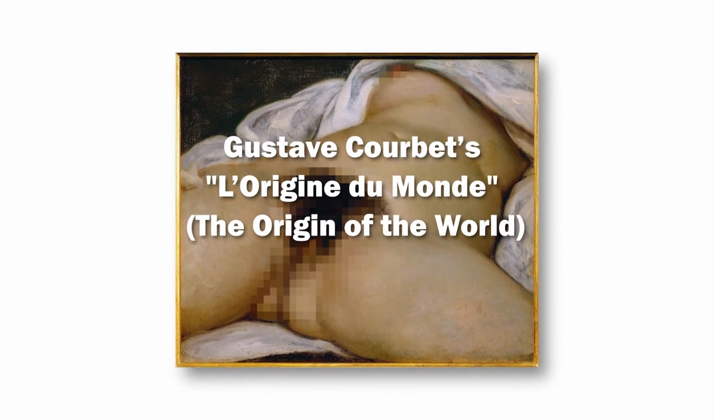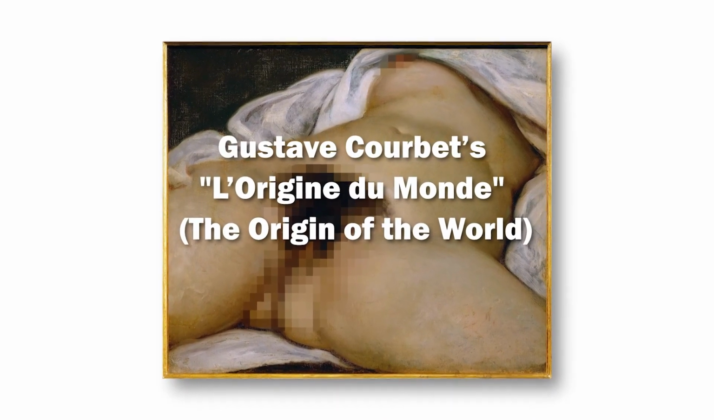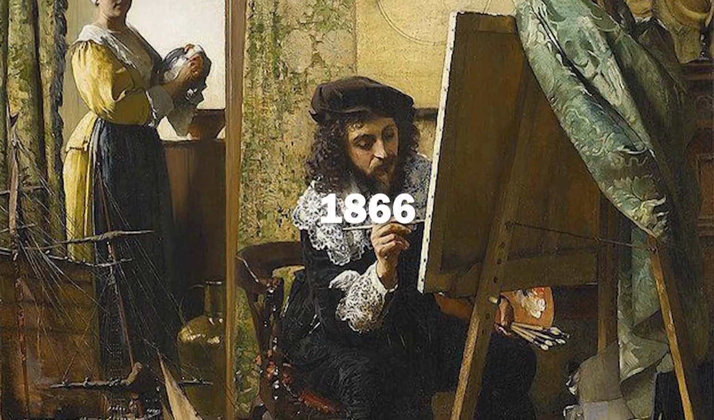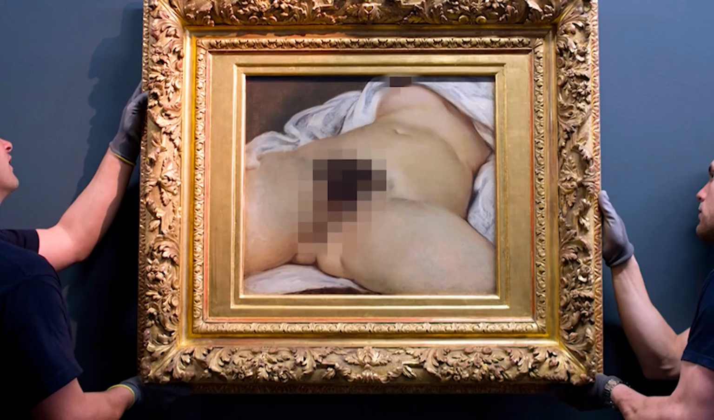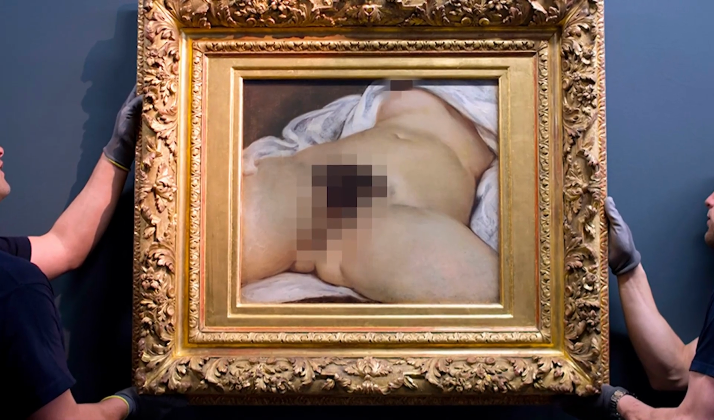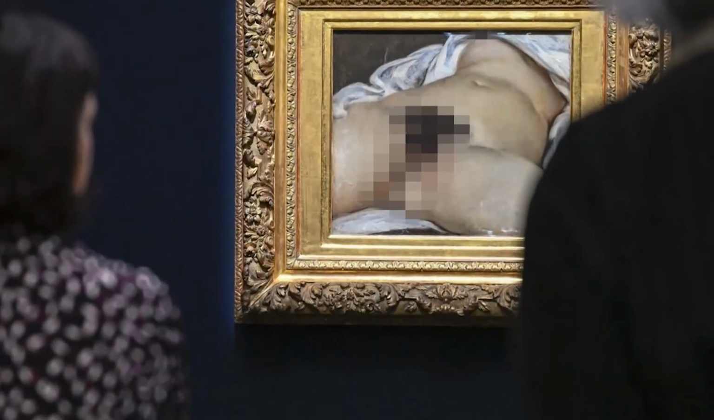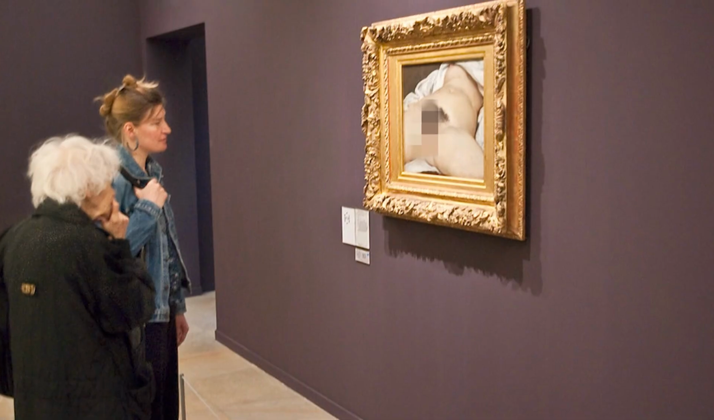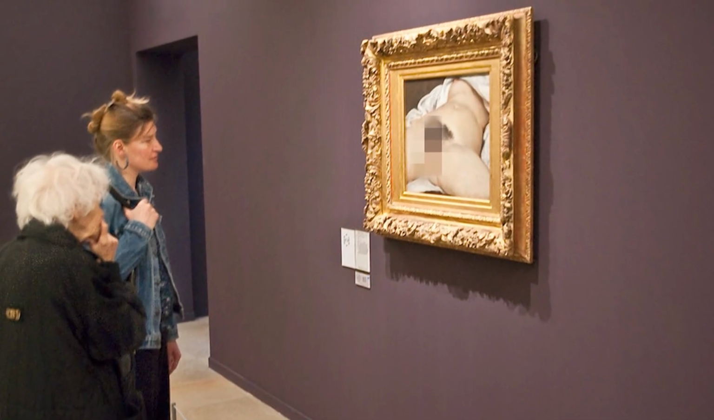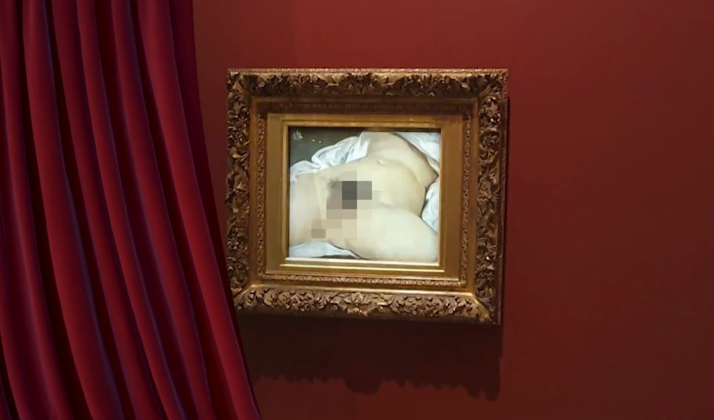Let's start with Gustave Courbet's L'origine du monde, The Origin of the World. Painted in 1866, this shockingly realistic depiction of a woman's genitals is exactly what its title suggests, a celebration of the origin of life. Courbet's painting is unapologetically raw, stripping away any romanticism and confronting the viewer with unfiltered realism. But for over a century, this work was hidden from public view, considered obscene, and inappropriate.